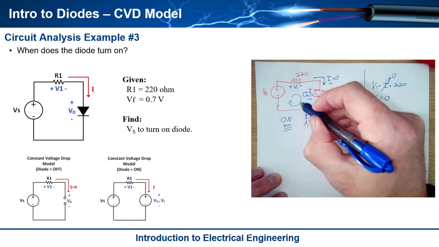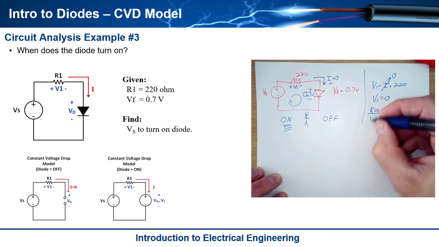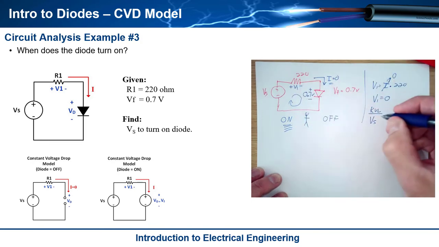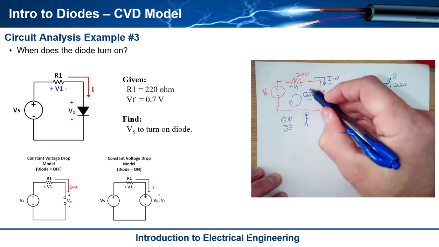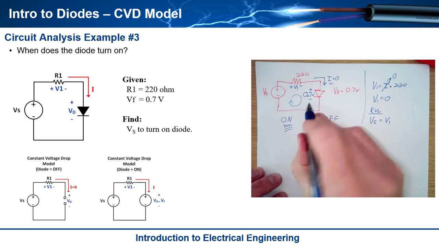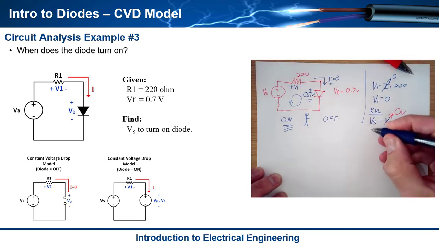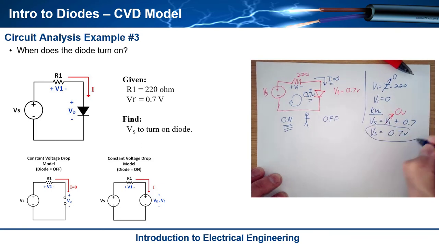I'm going to say my rise on the left is VS, because I went from minus to plus. Coming around clockwise, I went plus to minus, so that's equal to a drop. And then plus to minus, that's equal to a drop. But I already know the number, so it's 0.7. And now I look at this, and V1 is equal to 0 volts. I already solved that. So I can solve immediately that VS is equal to 0.7 volts.